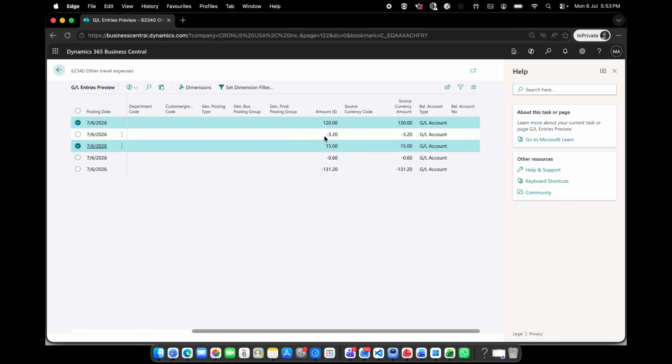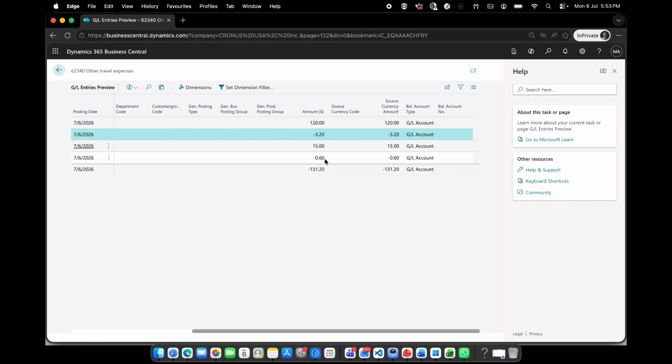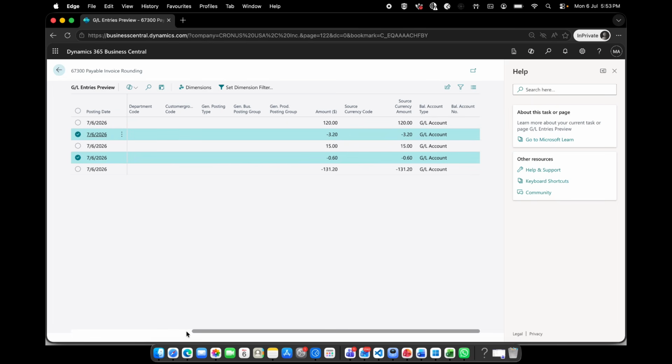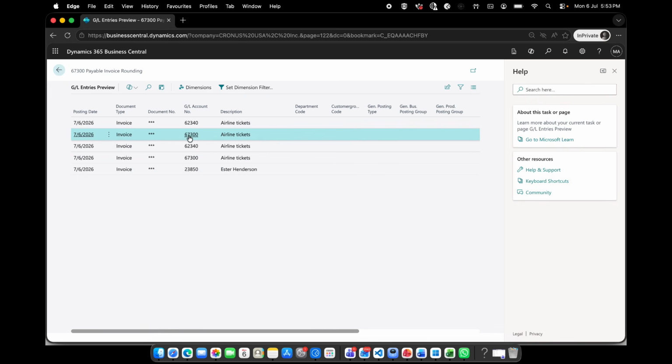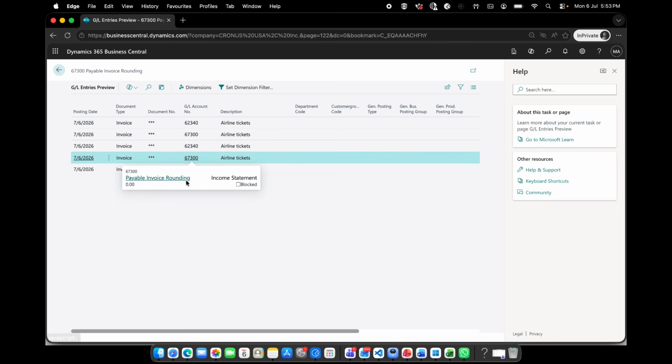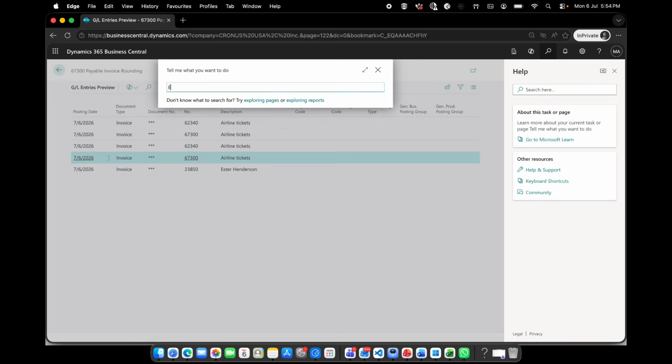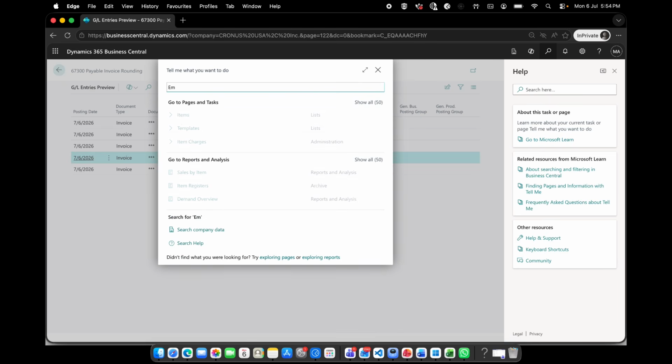Now, if you notice, there are two different GL accounts now, which have minus 3.20, and then you have this one for 6.60. If I go here, you will see it has a rounding account on it. Yeah, it's payable rounding, and then you have the payable rounding again. So what is this account? So if you go to, I guess, your employee posting group.